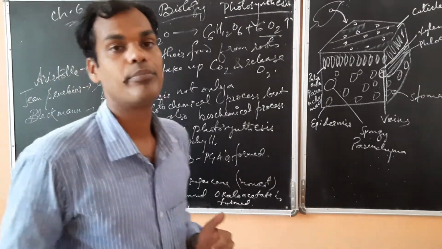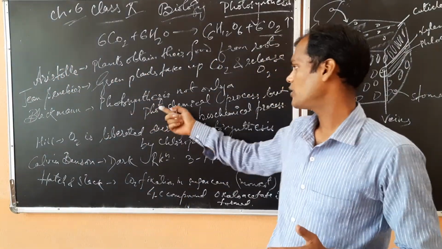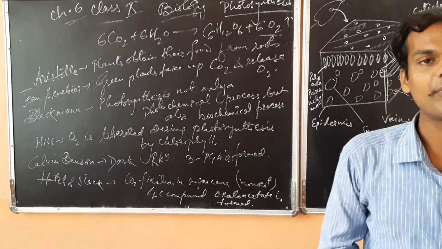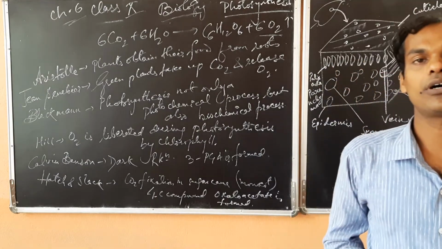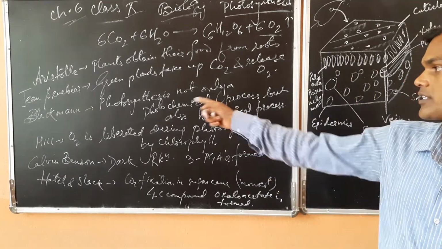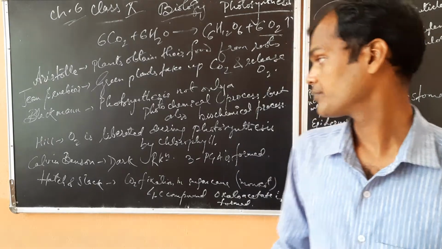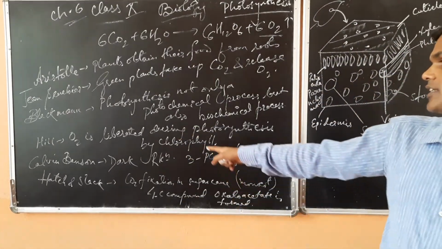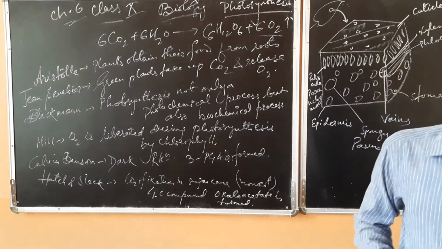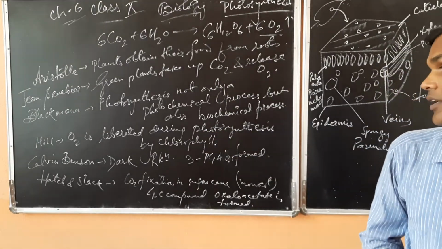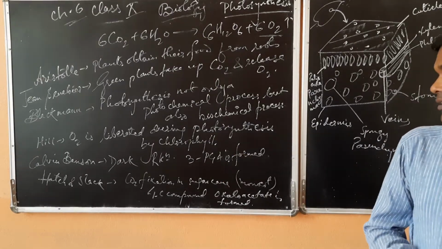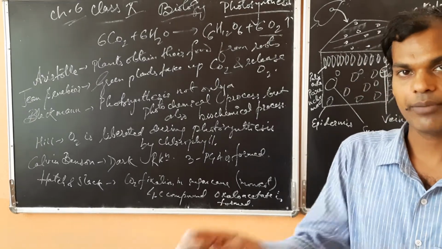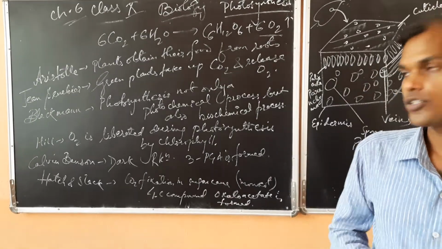Next is Blackman. He told that photosynthesis is not only a photochemical process but also a biochemical process. Next is Hill. Hill told that oxygen is liberated during photosynthesis by chlorophyll. Next is Calvin Benson. He told about the dark reaction of photosynthesis. We will study the dark reaction in the coming videos.